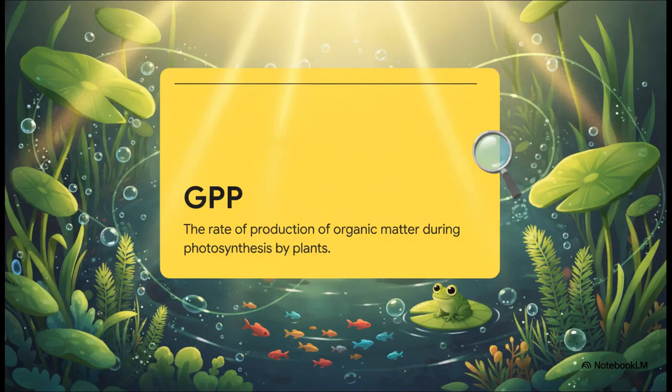And this brings us to a really crucial measurement for our pond's economy, gross primary productivity, or GPP. Think of GPP as the gross income of our ecosystem. It's the total rate at which organic matter is produced during photosynthesis by the plants. Basically, it's the total solar energy that was successfully captured and turned into biological currency.